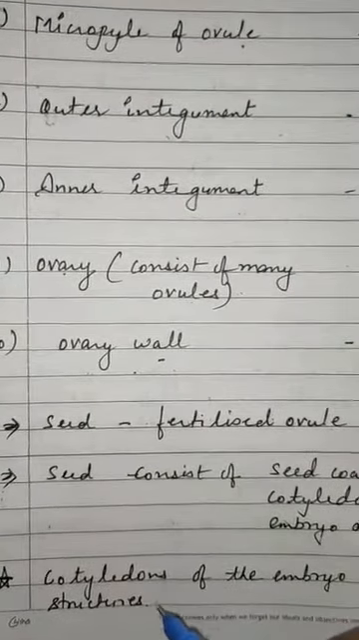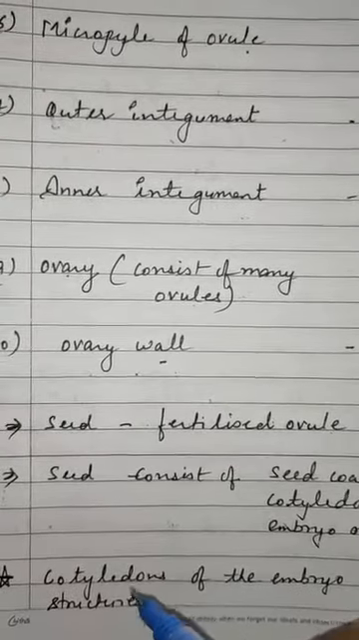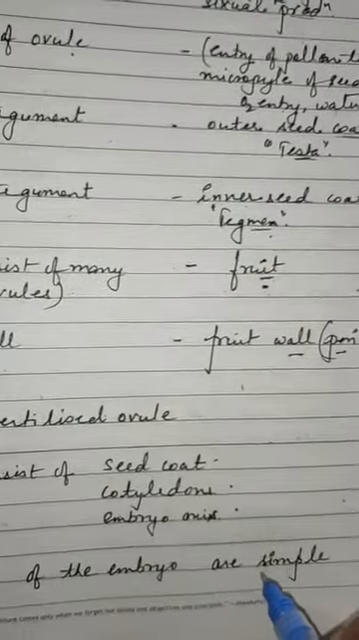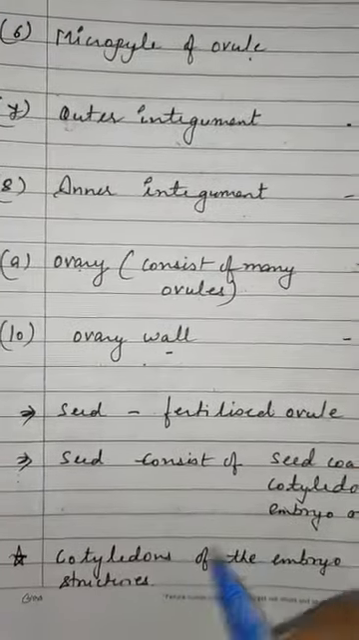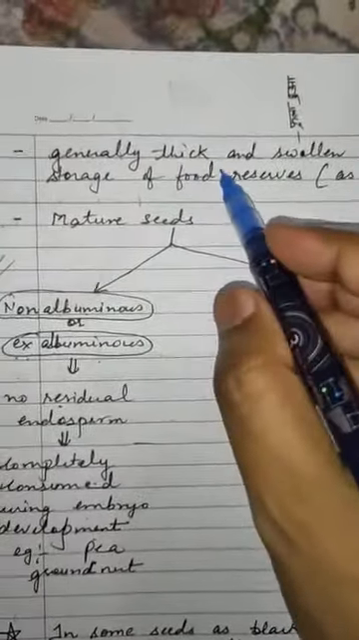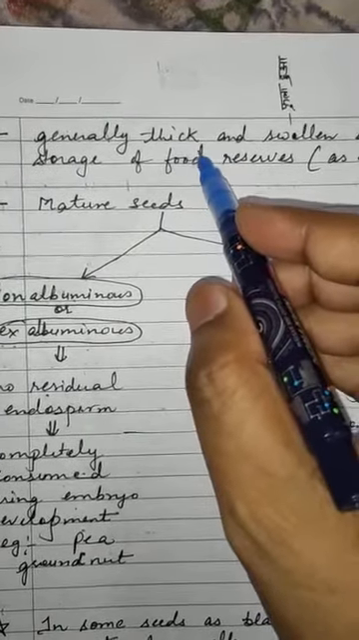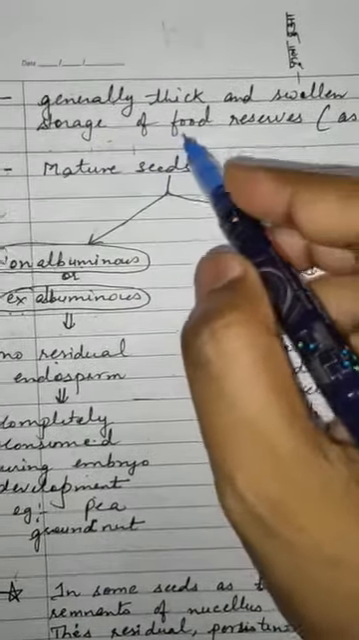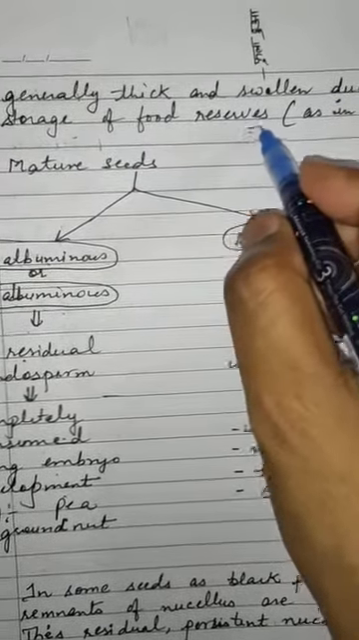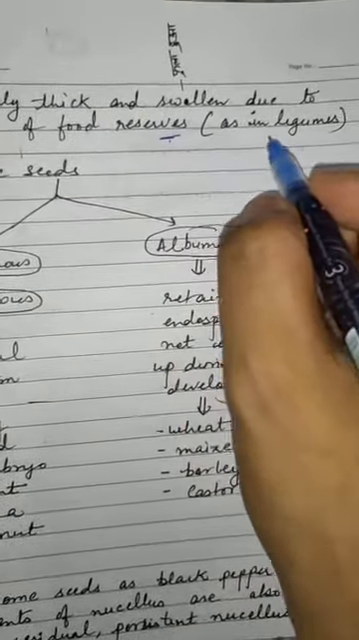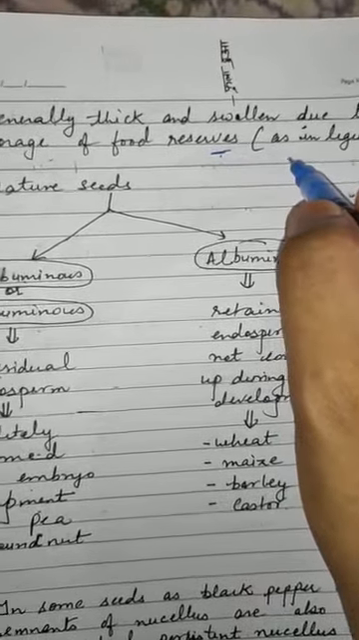So we have learned in monocotyledons and in dicotyledons. So the cotyledons of the embryo are simple structures. Clear? Generally thick. So cotyledons are generally thick and swollen due to the storage of food reserves. So the food reserve is present there, as in the case of legumes, right?